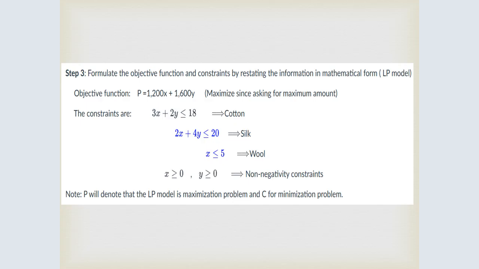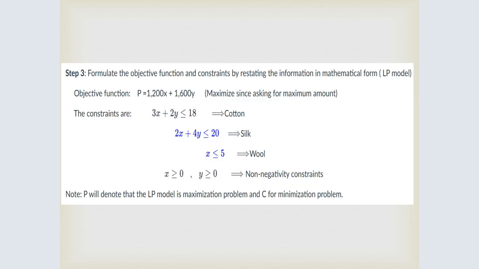So why less than? Because we have the available materials. So the available materials, we have to use all of this. So ibig sabihin, hindi siya pwedeng lumampas sa 18 kasi nga hanggang dun lang yung ating available. Kaya we use the less than or equal to 18.